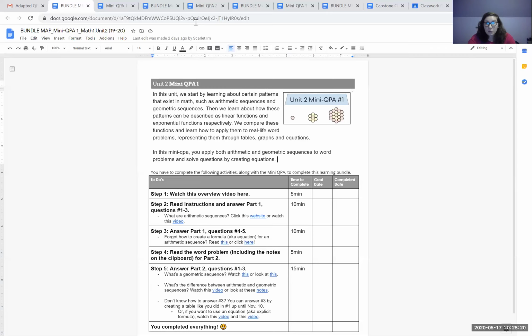Because you know why it's going to be great? Because you guys know how to use these tools to be absolutely amazing students. So remember to use these bundle maps to the best of your ability. And if you have questions about them, always reach out during office hours, which are Tuesday and Thursday, and we'll go from there.